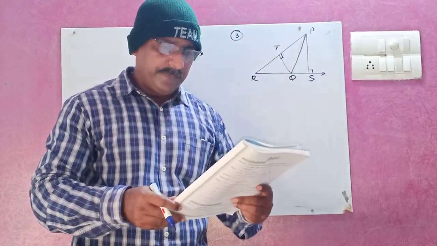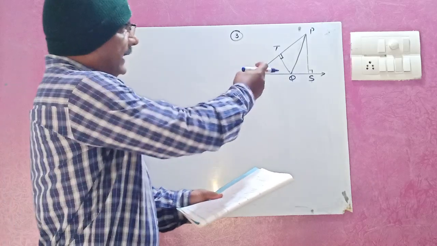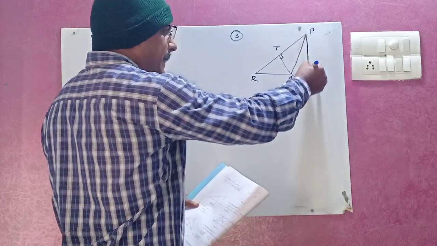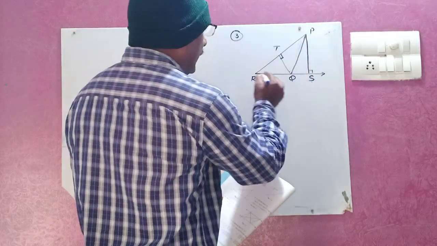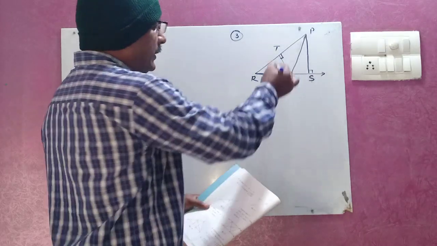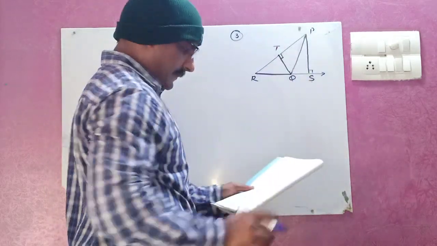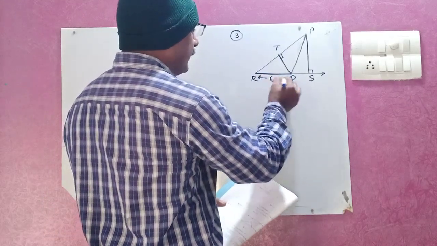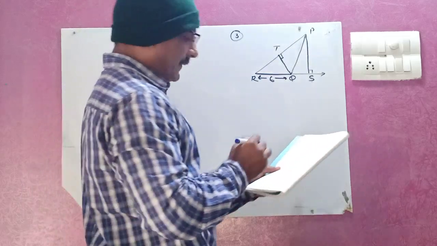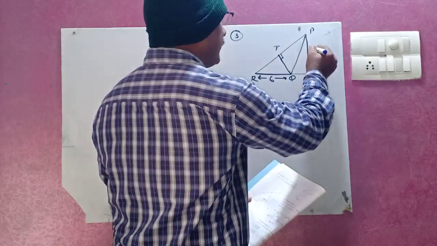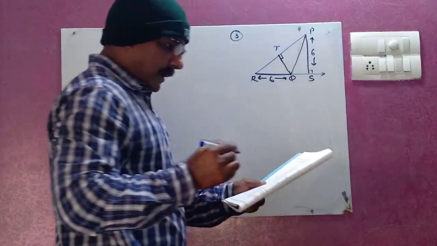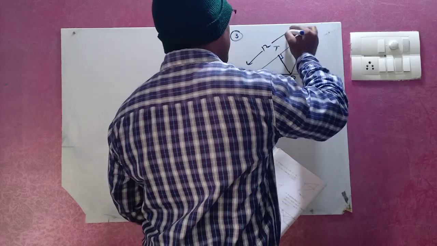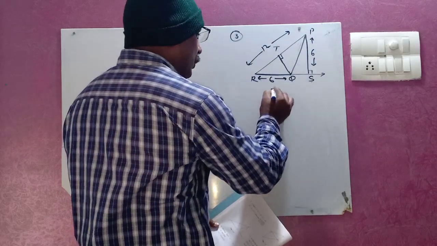Children, now question number 3. See what is given. In the adjoining figure, segment PS is perpendicular to RQ. Segment QT is perpendicular to PR. RQ is given 6. PS is given 6. And PR is given 12. So, what is QT?